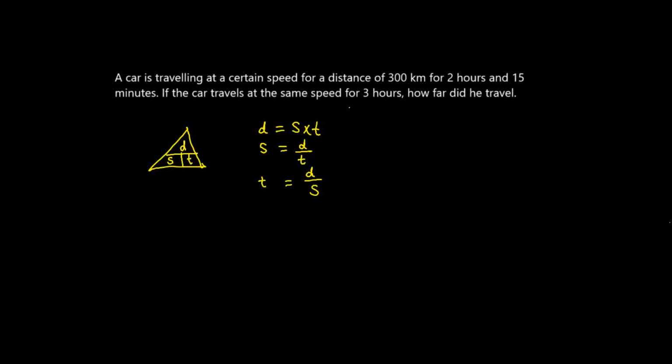So let's tackle this question bit by bit. Firstly, a car is traveling at a certain speed, and I don't like that they say a certain speed. What is that certain speed? For a distance of 300 kilometers for 2 hours and 15 minutes. So the first thing I need to do is find this speed value that they are talking about. But also, if I read the question, I can see that time is 2 hours and 15 minutes, but I just said that we are using hours to measure time. So let's convert this 15 minutes into hours.